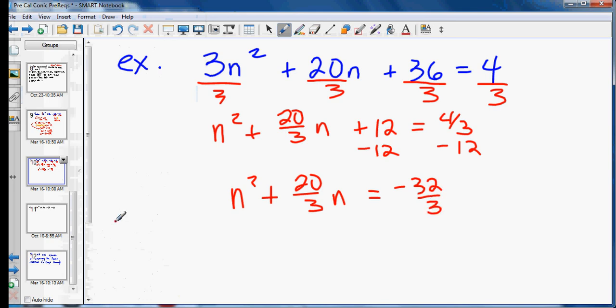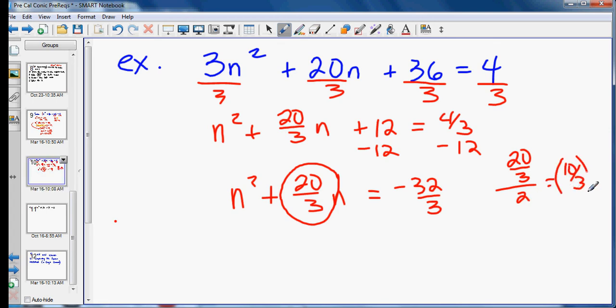Okay, now I need to look at the b, the coefficient in front of the n. I then divide it by 2, so 20 over 3 divided by 2 is 10/3, and then square the term, so we get 100 over 9. So we'll add 100 over 9 to both sides.